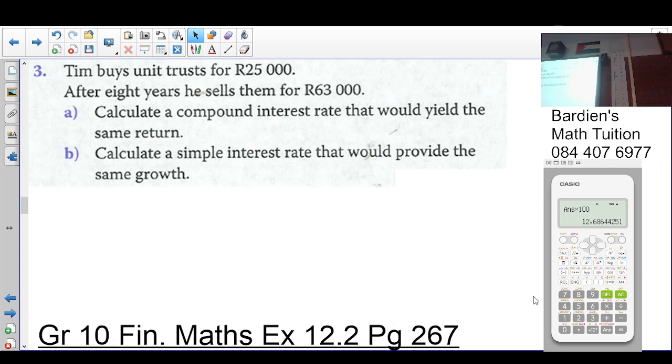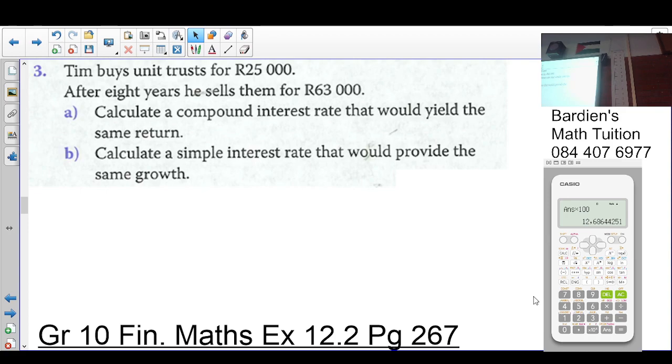Someone buys a unit trust for 25,000 rand after 8 years. I'm free in the next. Okay, I will be there in the office quick. Okay, then you can come later. I should be free in a period after breakfast.